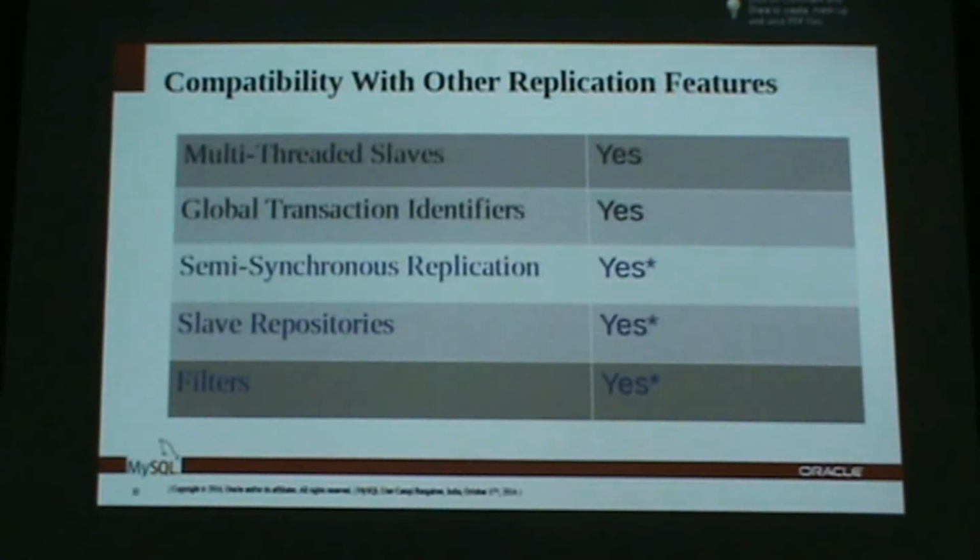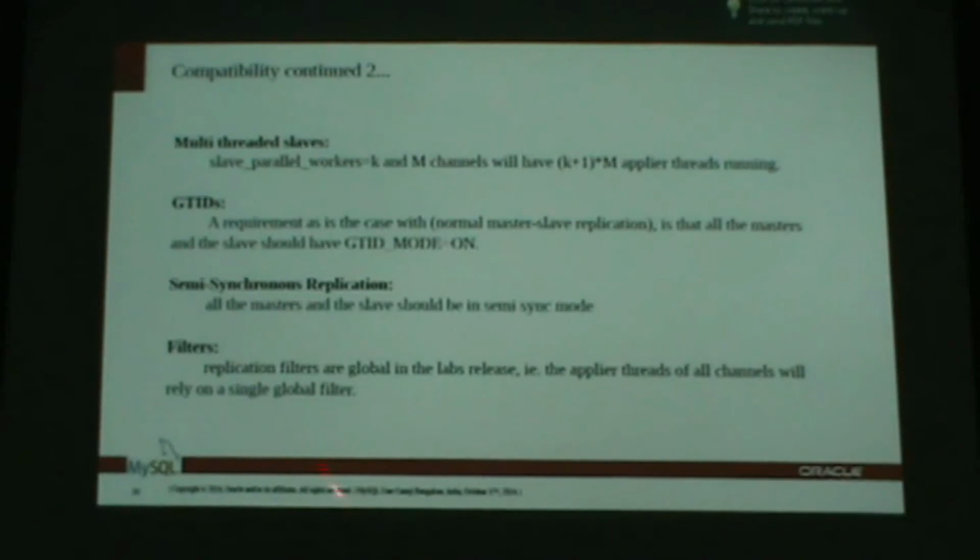Okay, so multi-threaded slave, we support it, there is no star in the previous slide, and if you have parallel workers K and you have M channels, you have (K plus 1) times M applier threads running. And GTIDs, there is no issue, but there is only one restriction, which is that all the servers in the topology have to be in GTID mode on. If there is anybody with GTID off, there will be a problem.